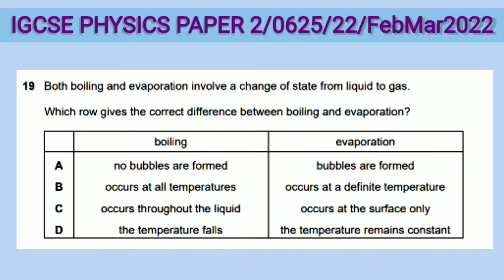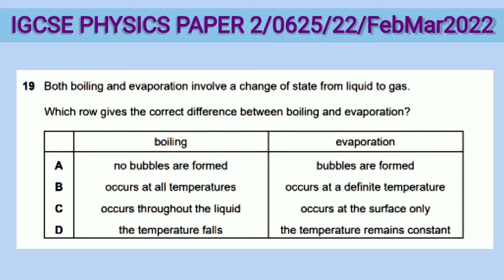Option B says occurs at all temperatures. Boiling occurs at all temperatures and evaporation occurs at definite temperature. This is also reverse. Boiling occurs at definite temperature and evaporation occurs at all temperatures. So option B is also wrong. Option C, occurs throughout the liquid. Yes, boiling occurs throughout the liquid. Evaporation occurs at surface only. Yes, that is also correct. It occurs only at the surface.